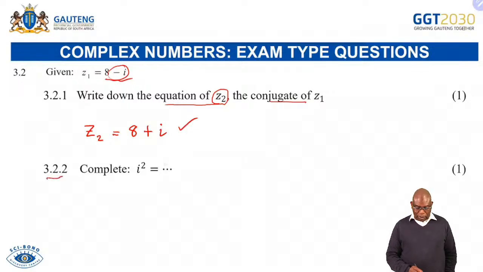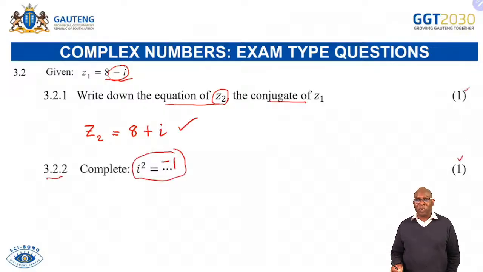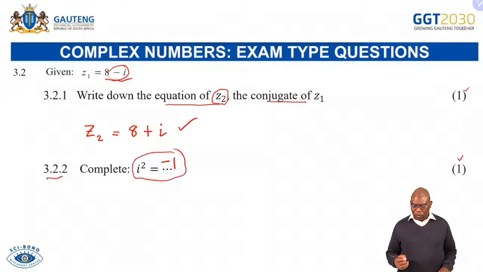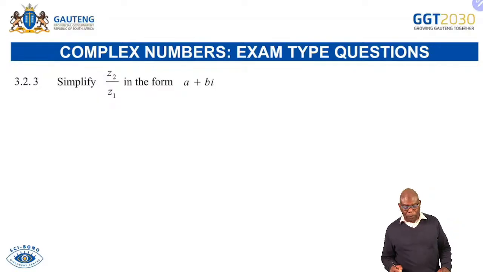322 is quite very easy. I'm not going to waste time here. The answer will be negative 1, i squared. Can you see how simple these questions are? That's how they ask them in an exam, so please know that. Already we've got 2 marks, which are quite straightforward and easy marks. I've taken this from past papers.